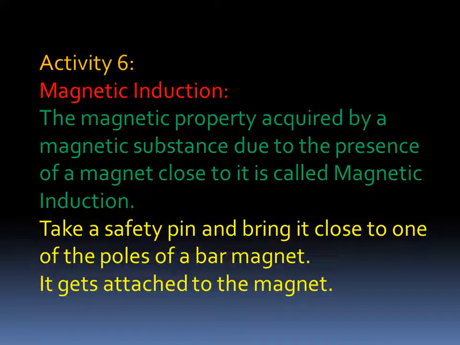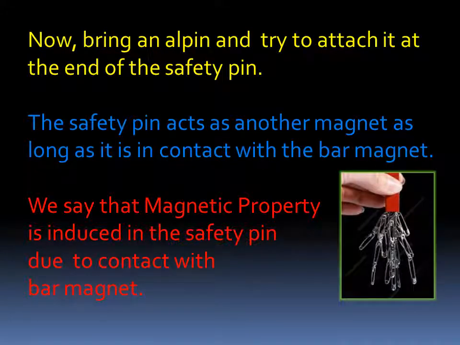Our next activity, activity 6. Magnetic induction. The magnetic property acquired by a magnetic substance due to the presence of a magnet close to it is called magnetic induction. Take a safety pin and bring it close to one of the poles of a bar magnet. It gets attached to the magnet. Now bring a nail pin or another safety pin and try to attach it at the end of the safety pin. You can see the picture, children.